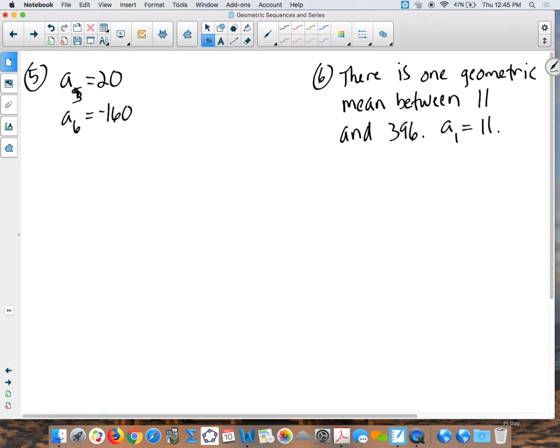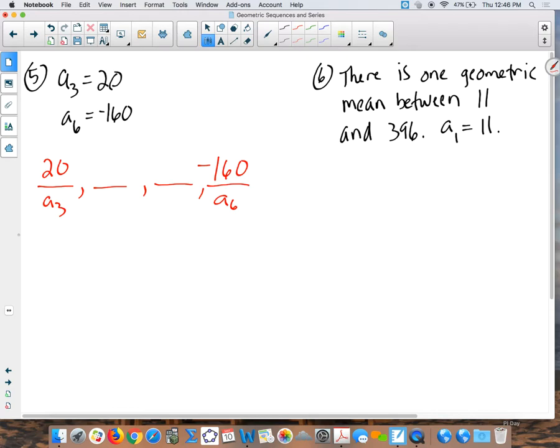Sorry about that. That looks terrible. Let me just erase that. So a sub 3 is going to be 20. There we go. And a sub 6 is negative 160. Okay, so we did something similar to this when we were talking about arithmetic sequences. So let's picture, here's your 20, which is our a sub 3, a sub 4, a sub 5, a sub 6 is negative 160.